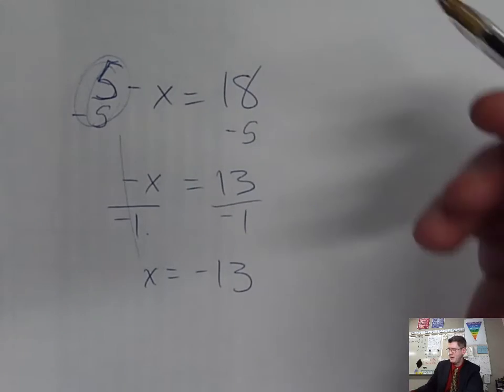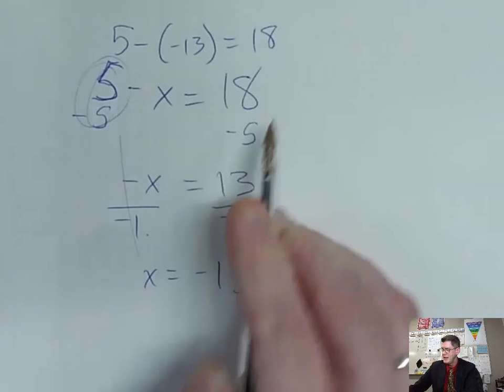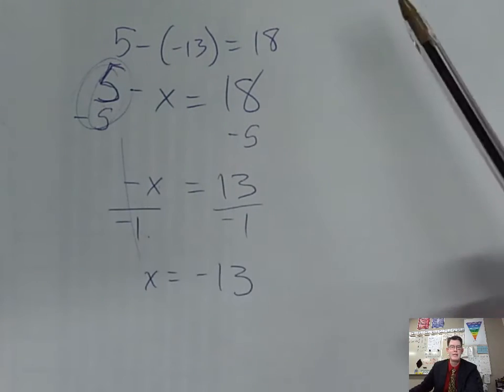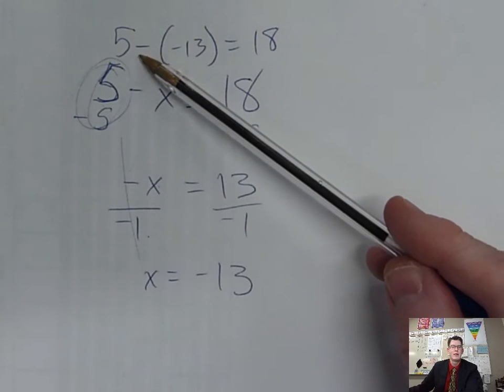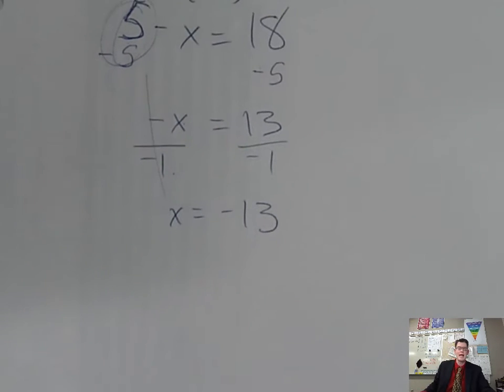I could put negative 13 in there. 5 minus negative 13. Is that in fact equal to 18? You'll find with a calculator, or if you know that minusing a negative is adding, either way you'll see that yes, it is the same.